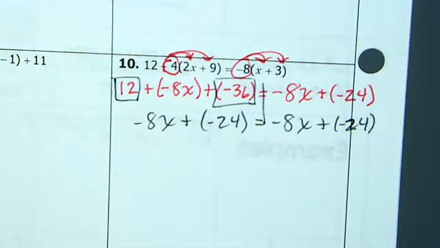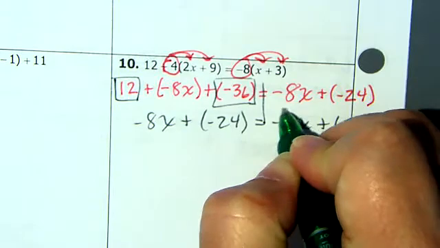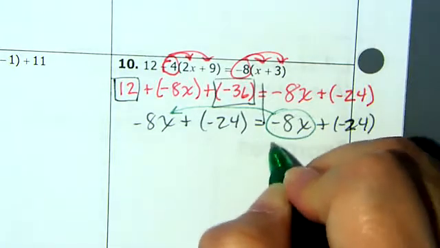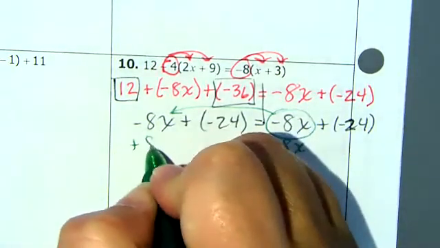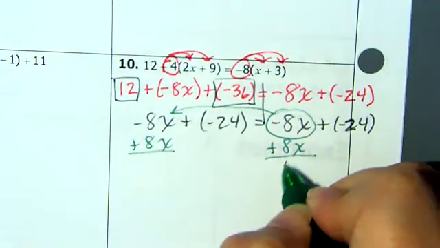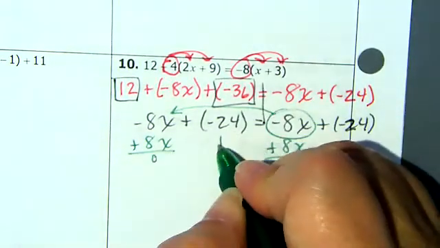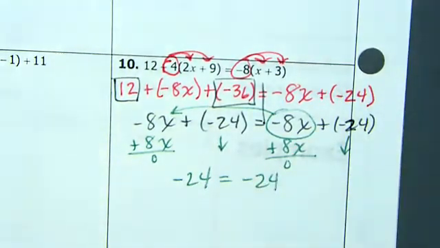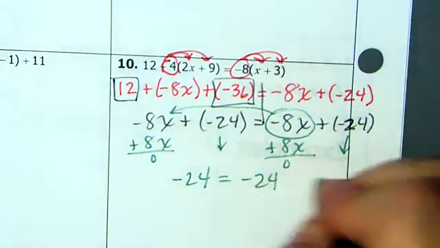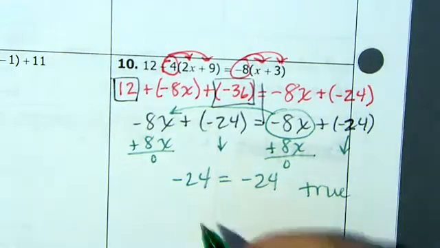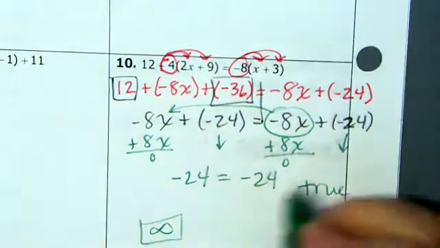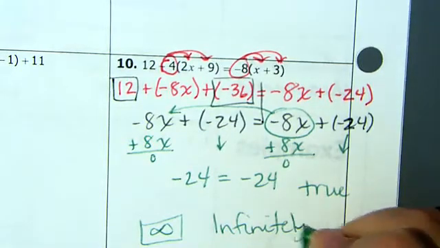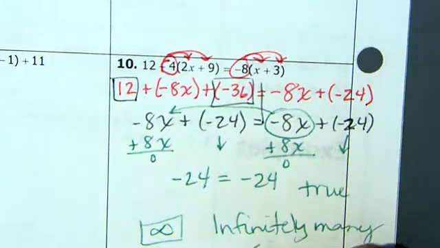We keep going. I need to get my variable on one side. So I need to move this variable over here. That's a negative 8x, so I'm going to add 8x to both sides. Each one of these equals 0. So now I bring down the rest and I end up with negative 24 equals negative 24. Now you should be able to see, well, yeah, they are the same. This is true, so therefore the answer is infinity. Or if you want to write it in words, it's infinitely many solutions.